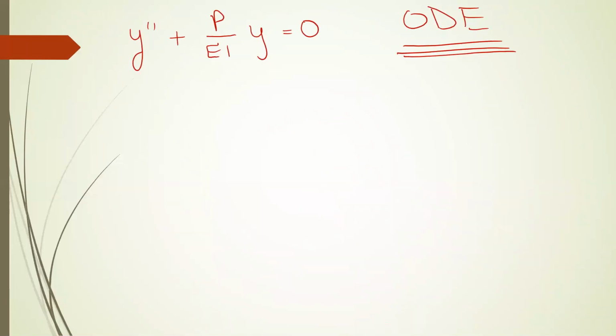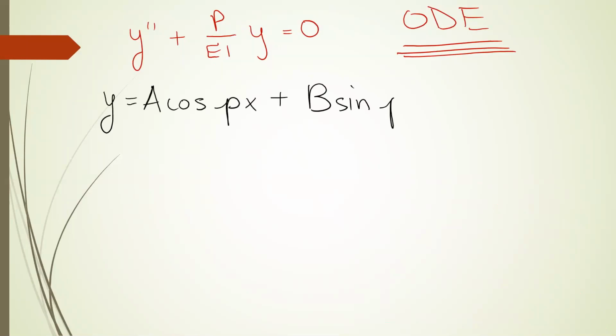Okay, so if this is an ODE, as you pointed out, the solution to it is a harmonic equation. So the solution to that is that y equals A cosine, what I'm going to say, little p x plus B sine little p x. And little p is, of course, equal to the square root of that coefficient, big P over EI. That comes from differential equations.